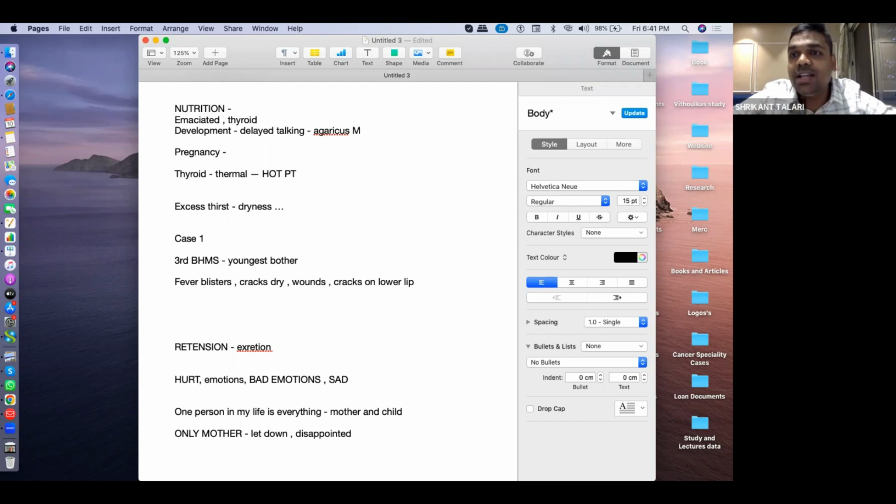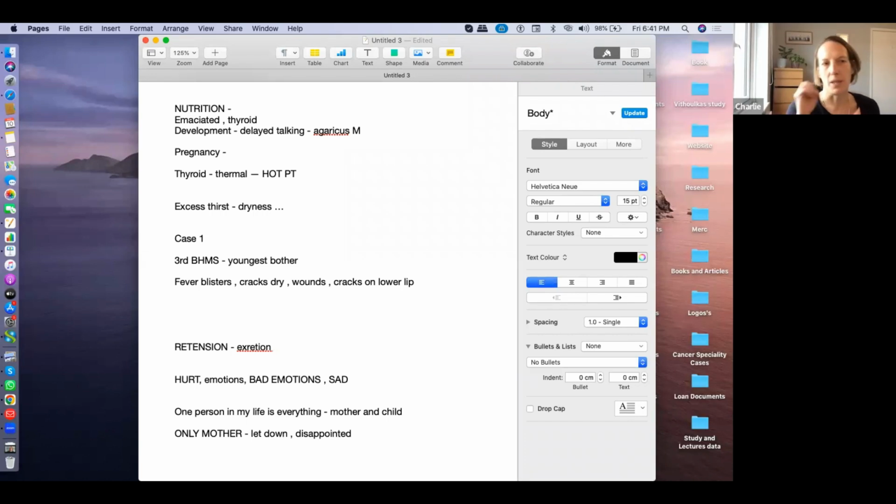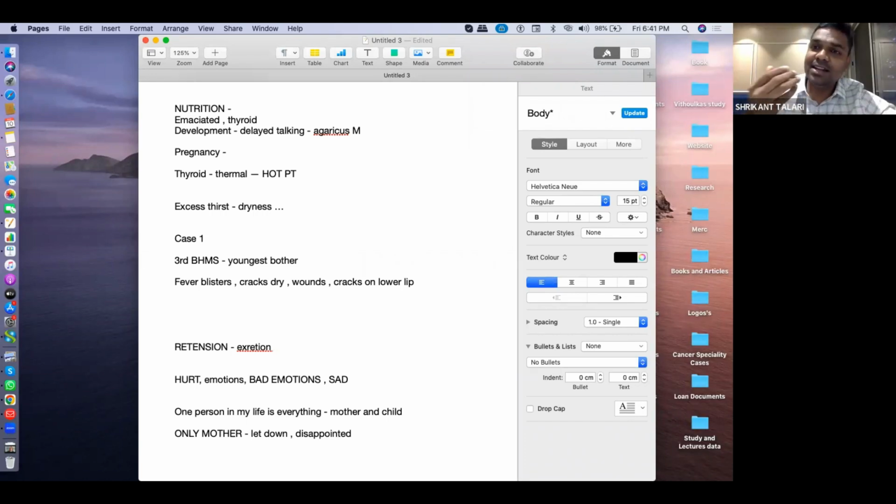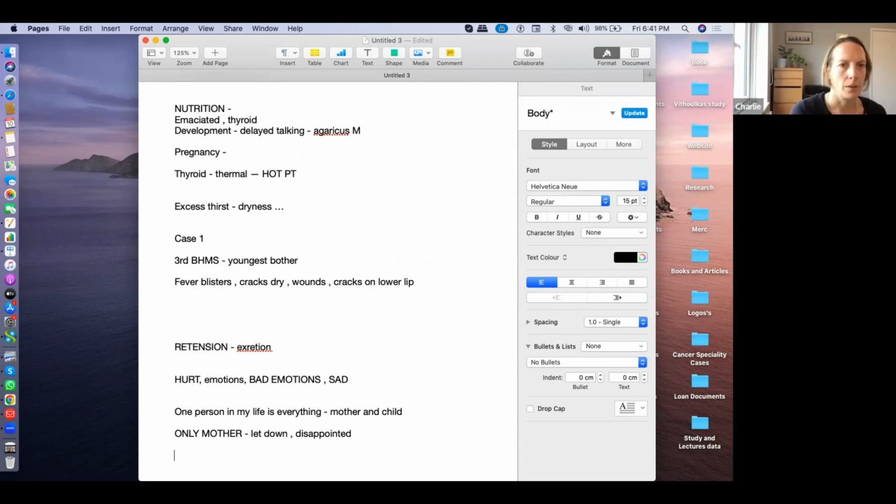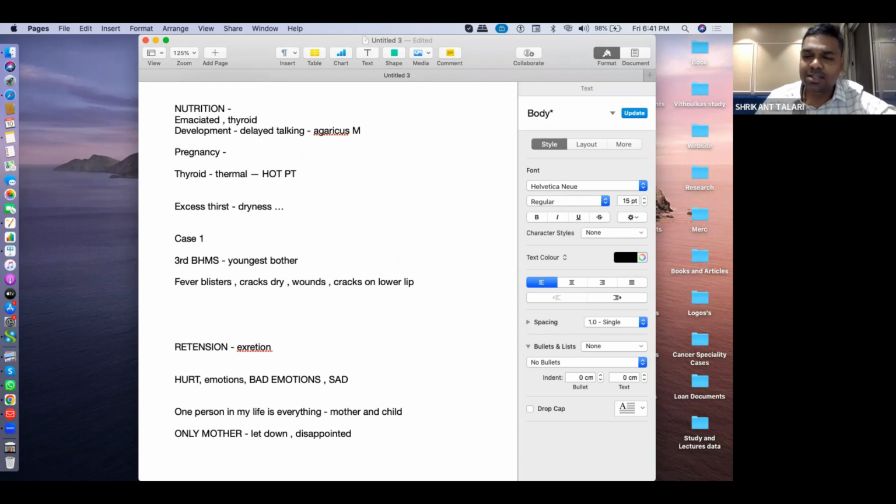And nobody other than mother can fulfill it. So they always feel let down and disappointed in a relationship. Is it always a mother, or could it be someone else that they have this attachment with? Anyone where they feel that the opposite person is able to understand without me telling. They just empathize with me. They just know me in and out.